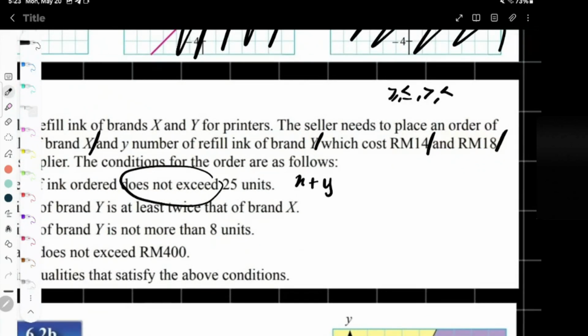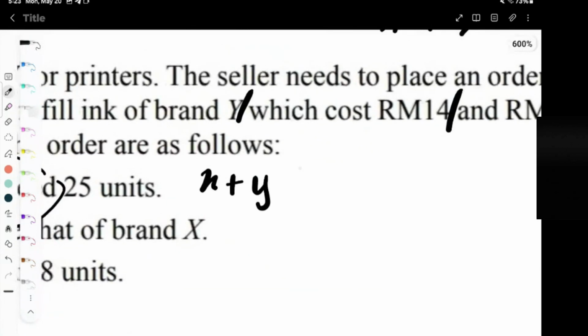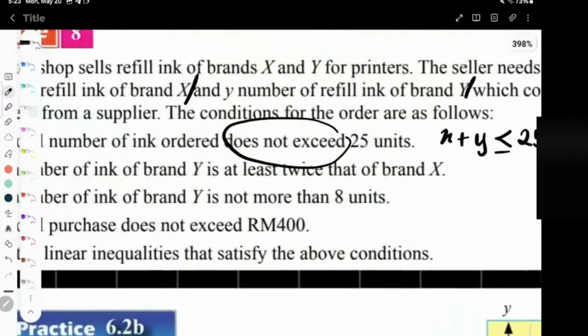And it does not exceed 25. So does not exceed means it cannot go over it, right? It has to be lower than 25, but it can still go to 25, so it's equal to, okay? The first one is very easy.